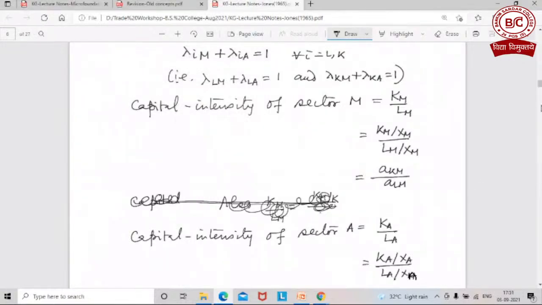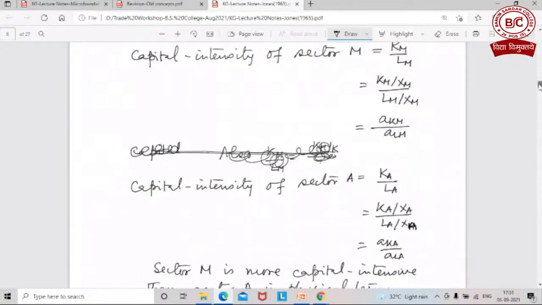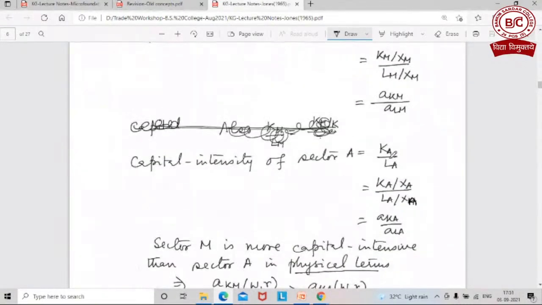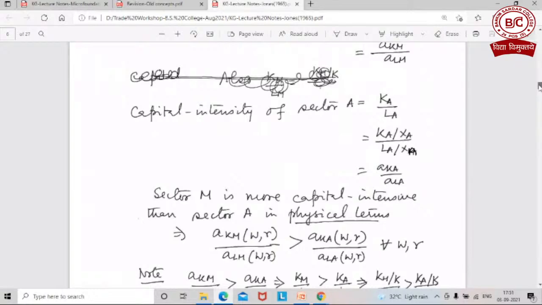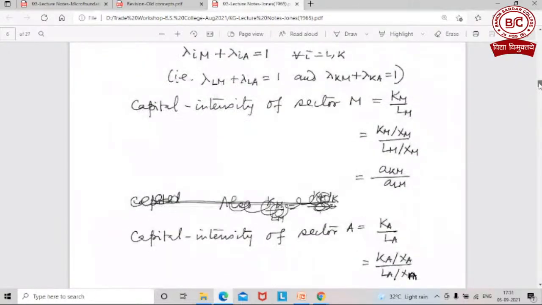So can you just see? This is KA by XA, KA by LA, capital intensity for sector A. Capital intensity for sector A is KA by LA. So it's KA divided by XA, LA divided by XA. So it's aKA by aLA. So when I say that sector M is more capital intensive than sector A in physical terms, it means KM by LM is greater than KA by LA. You agree? Yes, sir.